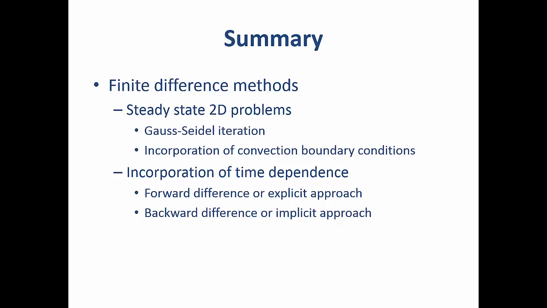So overall, what I've done in this session is briefly go through finite difference methods for dealing with calculations involving convective heat transfer. I initially went through some problem from last time involving Gauss-Seidel iteration, and then I incorporated convective boundary conditions, and then in the latter part I briefly looked at how time dependence is included and the difference between what's known as a forward difference or explicit approach and a backward difference or implicit approach.